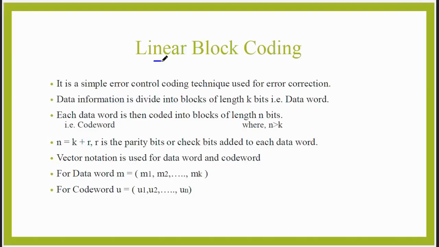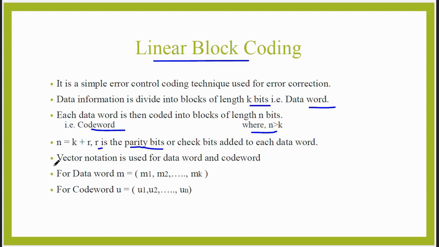Linear block coding. It is a simple error control coding technique used for error correction. Data information is divided into blocks of length k bits, that is the data word. Now each data word is coded into a block of length n bits, that is the code word. The condition is satisfied where n is greater than k. n equals k plus r, where r is the parity bits or check bits added to each data word.